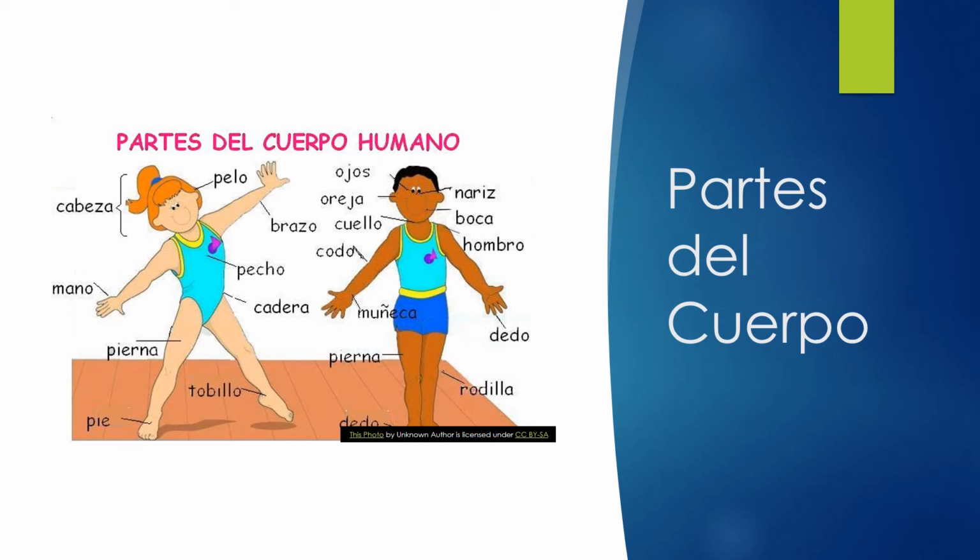Another way to say toe is dedo del pie, literally a finger of your foot.